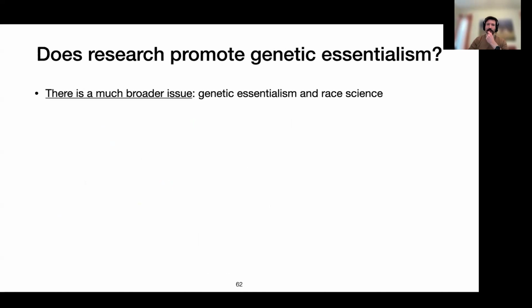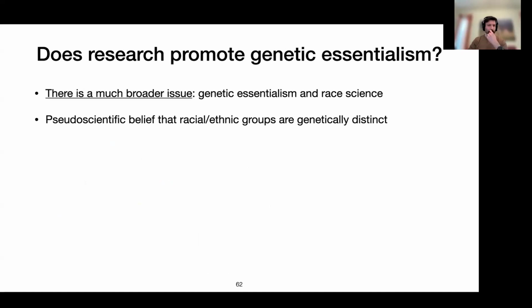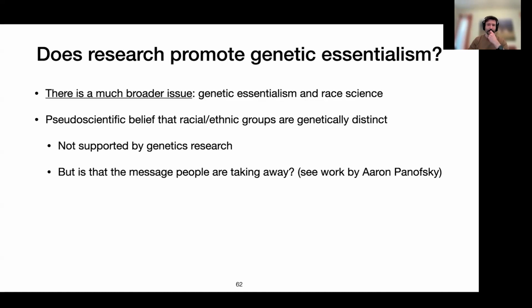But I think there's a much broader issue that's being ignored, and this is the idea of genetic essentialism in race science. It's this pseudoscientific belief that racial and ethnic groups are genetically distinct. This is not supported by genetic research. In fact, we find the opposite very often, because it just makes sense if you think about it. But is that the message people are taking away from genetics research?